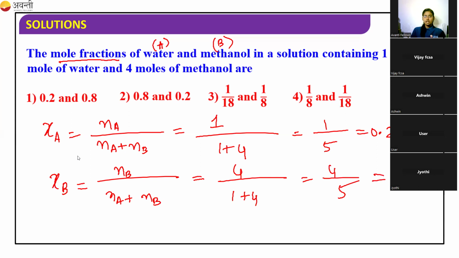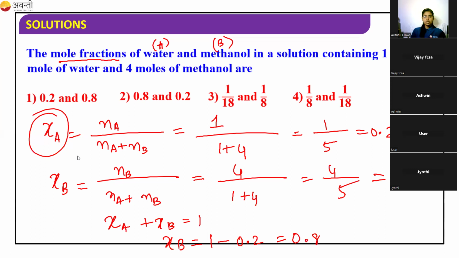You can use the other formula also. If you get one of the mole fractions, you can use XA plus XB is equal to 1. From this you can get XB, which is equal to 1 minus XA, and XA is 0.2, so it is equal to 0.8. So you don't have to multiply and divide every time. We are getting 0.2 and 0.8 as the mole fraction values for water and methanol, in which option 1 is the correct answer. Very good.